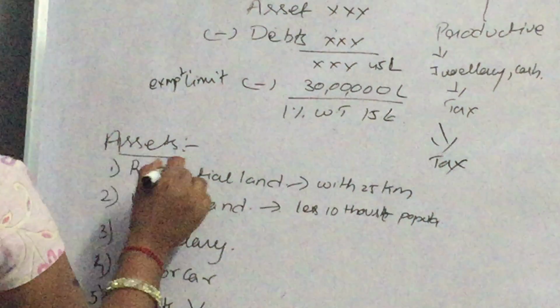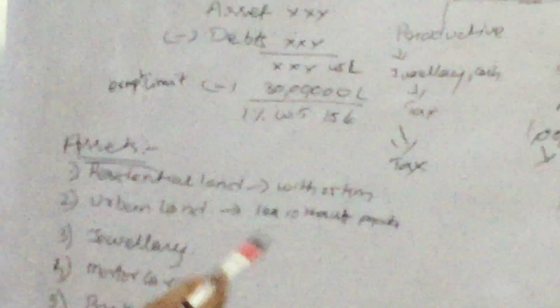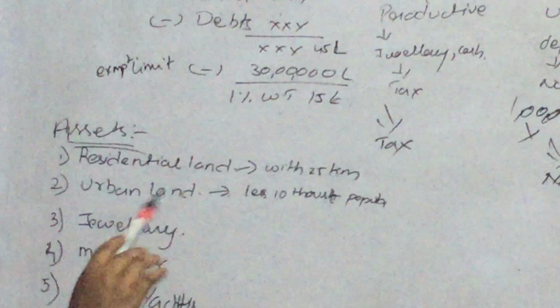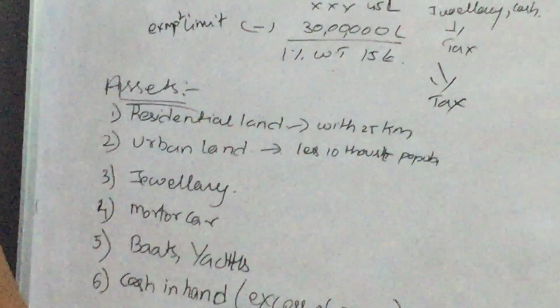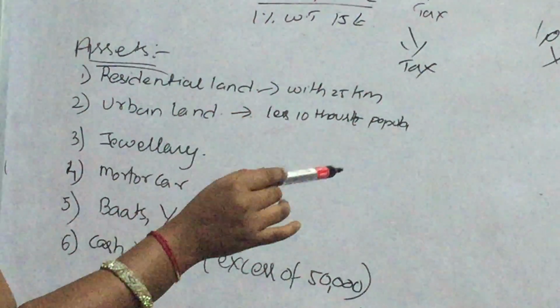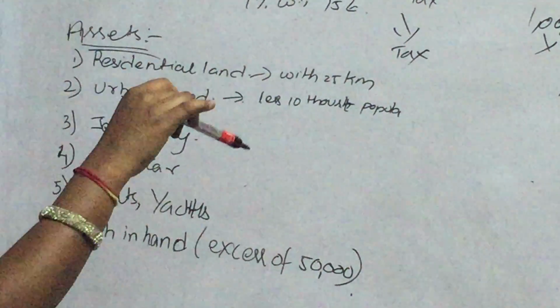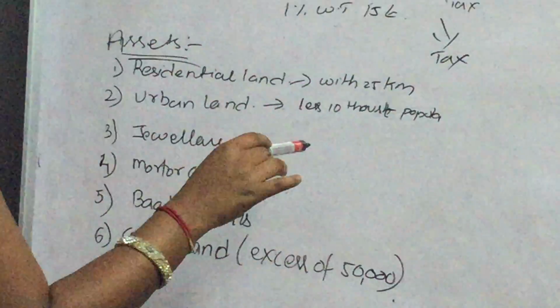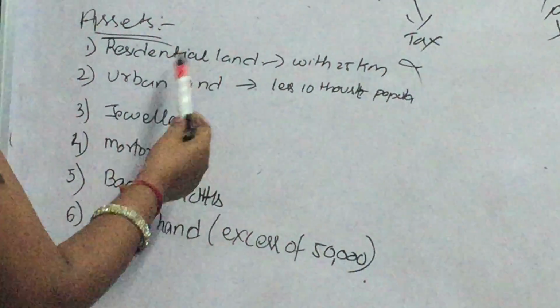Next, what are the assets here? Only these assets should be taken for the wealth tax, not others. Plant and machinery we should not take. Residential land means land situated in India and used for residential purposes by the assessee, and it should be within 25 kilometers of the municipality. If it is 45 kilometers, we should not take it as residential land.